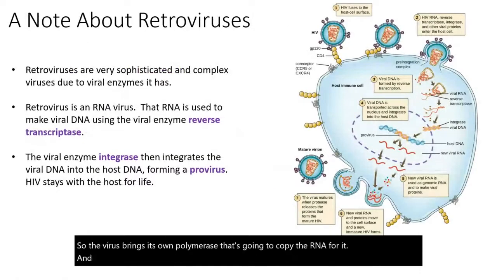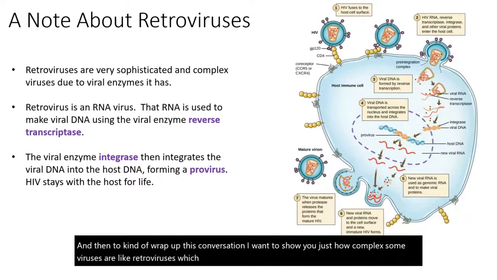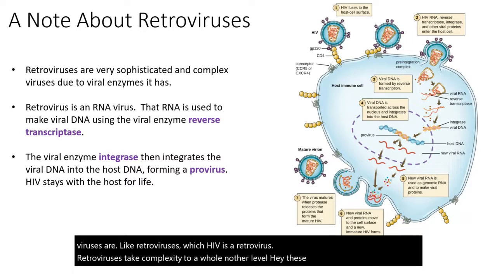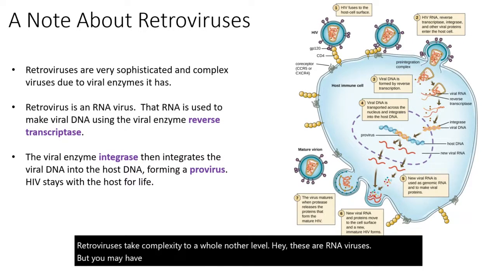And then to kind of wrap up this conversation, I want to show you just how complex some viruses are, like retroviruses, which HIV is a retrovirus. Retroviruses take complexity to a whole other level. Okay, these are RNA viruses, but you may have heard that somebody that gets infected with HIV, it stays with them for life. Okay, and it does.